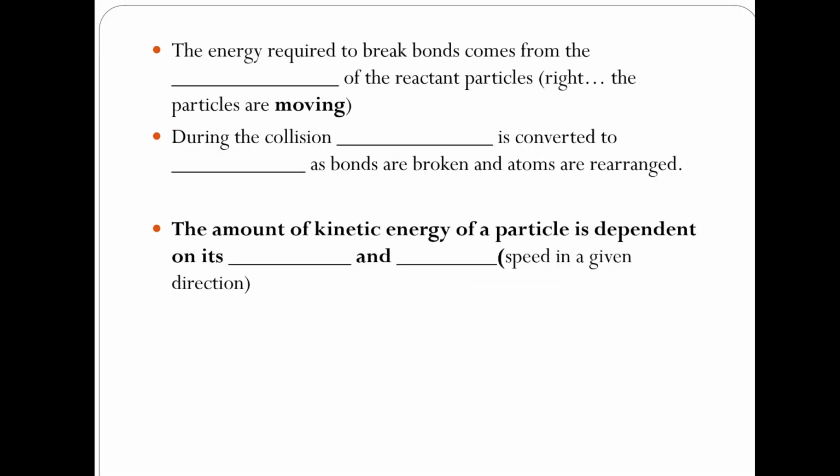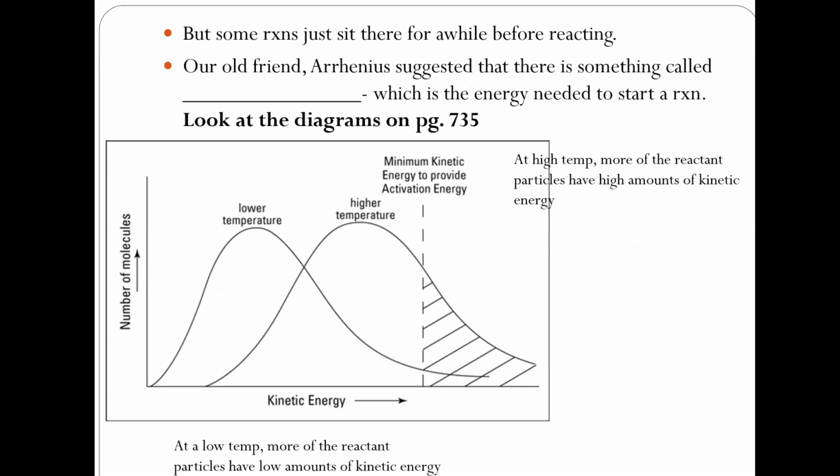The energy that's required to break bonds comes from the kinetic energy of the particles reacting or moving towards each other, and during that collision, that kinetic energy gets converted to potential. As bonds are broken and atoms are rearranged, that energy is changing. The amount of kinetic energy of a particle depends on its mass and its velocity. Okay, velocity is defined as the speed in one direction, but kinetic energy is dependent on both of those, velocity and mass. Some reactions actually just sit there for a little while before they have enough energy to react.